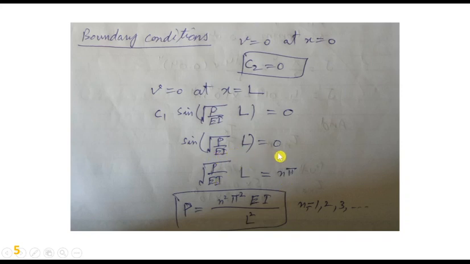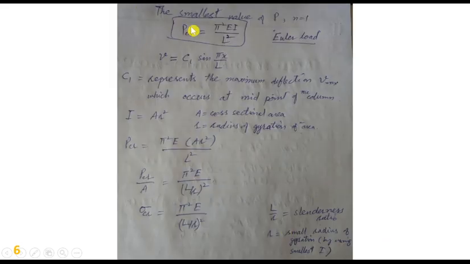Taking the inverse sine of 0, the argument should be n pi, with n from 1 to 3 and so on. This gives the overall result P equal to n² pi² EI over L². The smallest value of P is at n equal to 1, and that is the critical load. P critical is pi² EI over L², and it is also called the Euler load.